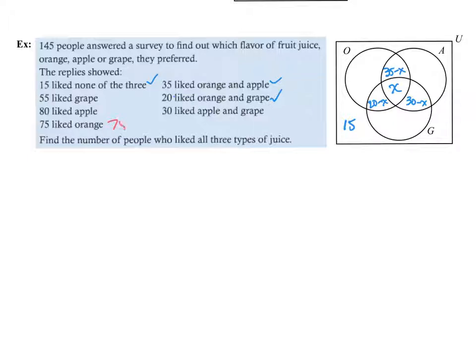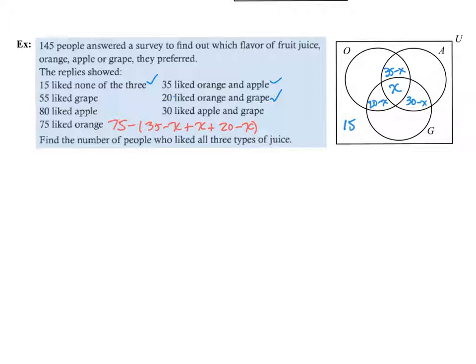75 people that liked orange juice, and then what we're going to do is subtract the sum of all three of these expressions. So it's going to be 75 minus 35 minus x plus 20 minus x. All right, so again, I took the 75 people that like orange juice, and I'm subtracting the sum of all three of these expressions.